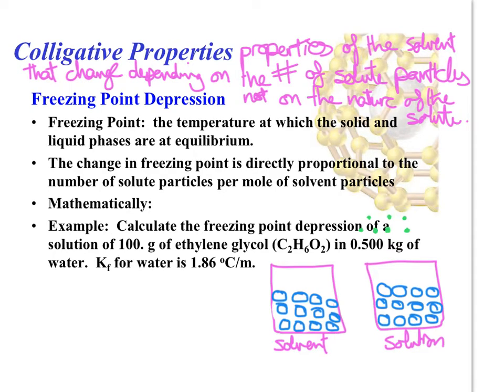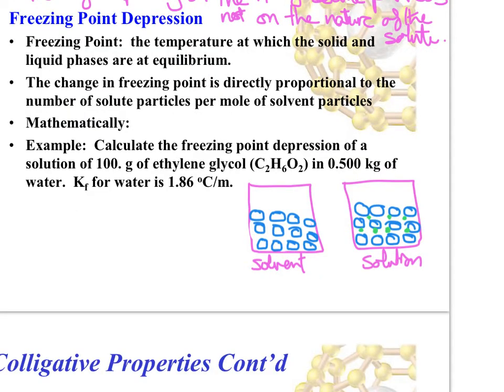And so the desks and the chairs here represent solute particles, and so they get in the way of the particles turning into a solid. And so again, it is harder for a solution to freeze compared to the pure solvent, and the freezing point goes down, or depresses.